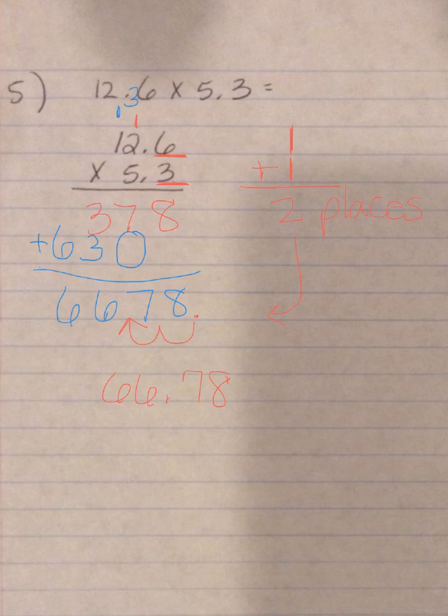Does 66.78 make sense? Well, if I estimate or round, I say 12.6 is close to 13, and 5.3 is close to 5. So 13 times 5 gives me 65. 65 is close to 66.78. So I'm in good shape, I think. If I'd put my decimal in the wrong spot, my answer would not be close to 65.